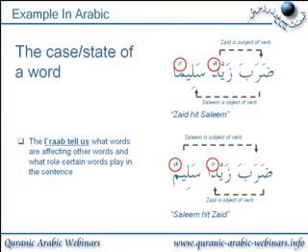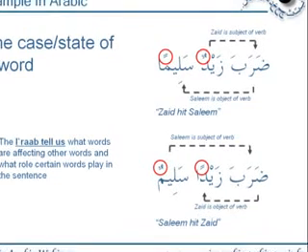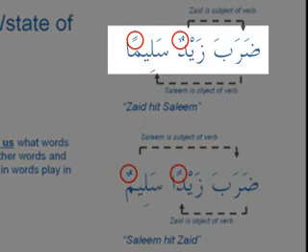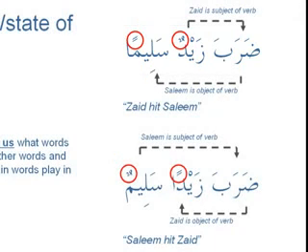Now in Arabic, this is slightly different. In Arabic, the word order is not necessarily required in order to understand what is going on in the sentence. So a simple example again, here we've got Daraba Zaydun Saliman, and Daraba is a verb, a doing word, which means to hit or to strike, or he hit or he struck. And we've got Zaydun with a Dhammatain, and we've got Saliman with a Fathatain.